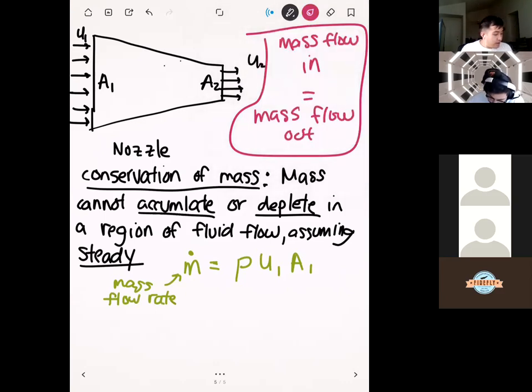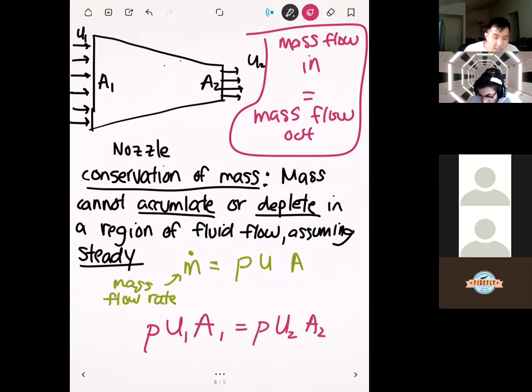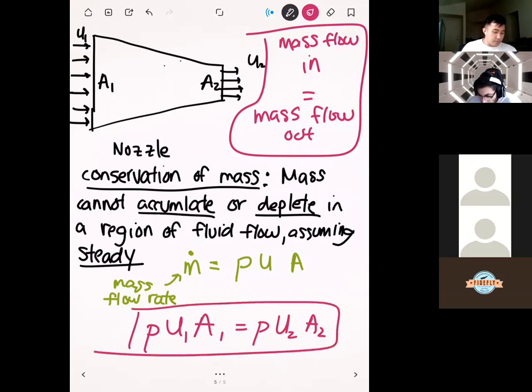Then if we apply this to this situation, let's compute the mass flow rate in. So mass flow rate in is going to be rho times the velocity at the inlet, which is u1, times the area at the inlet, which is A1. This has to be equal to the same quantity going out. And so you have rho u1 A1 is equal to rho u2 A2. And so this is how we express conservation of mass for confined flows. All right, any questions on this?